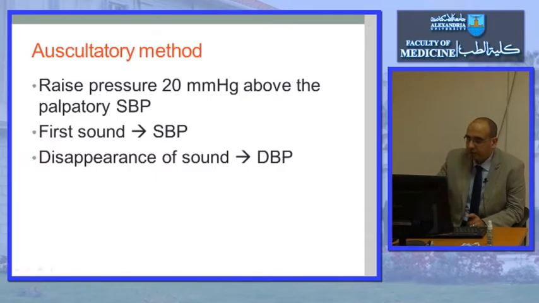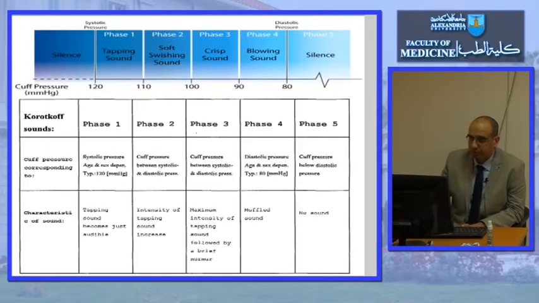When I hear the first sound appear, it is the systolic blood pressure. Till the complete disappearance of sounds, this is the diastolic blood pressure. So the first sound I hear is the systolic blood pressure, and the disappearance of sound is the diastolic blood pressure. These are the Korotkoff sounds. Korotkoff sounds are the sounds heard during auscultation or measurement of blood pressure. What is important for us? The first sound is the systolic, and the last sound or disappearance of sound, at silence or phase 5, is the diastolic blood pressure.